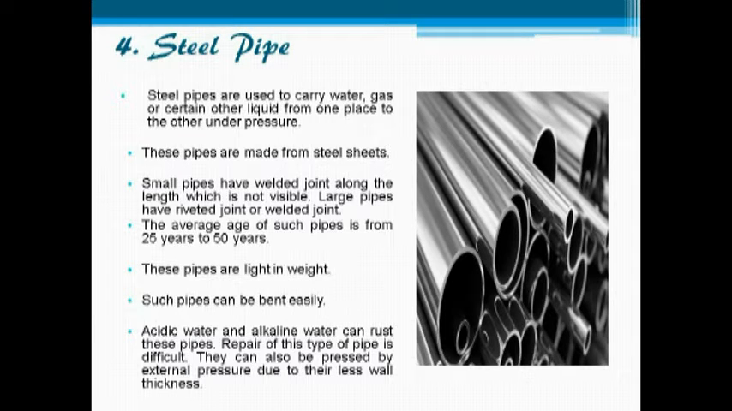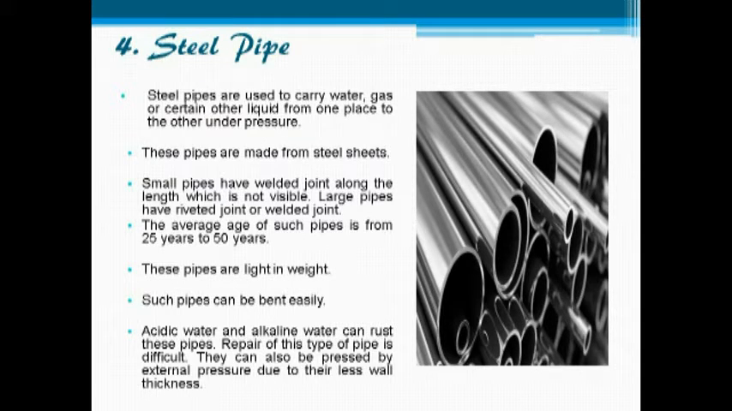Number 4. Steel pipe. Steel pipes are used to carry water, gas, or certain other liquids from one place to another under pressure. These pipes are made from steel sheets. Small pipes have a welded joint along the length which is not visible. Large pipes have riveted joints or welded joints. After making such pipes, they are dipped in a zinc solution. This action is called galvanizing, to prevent rusting.